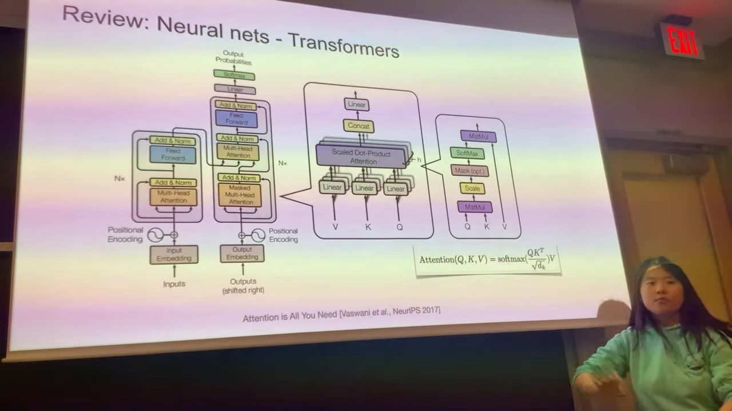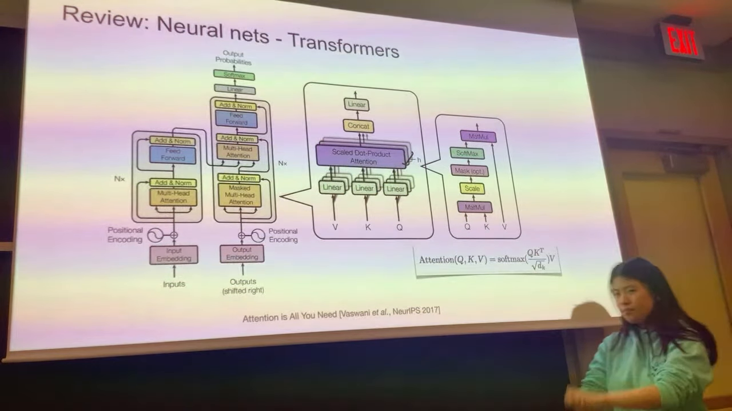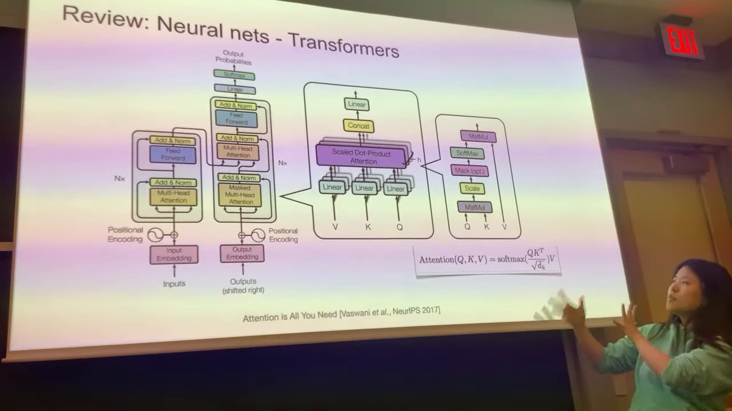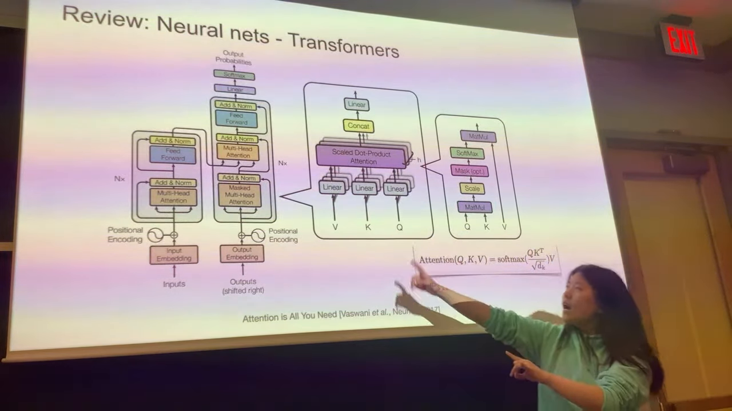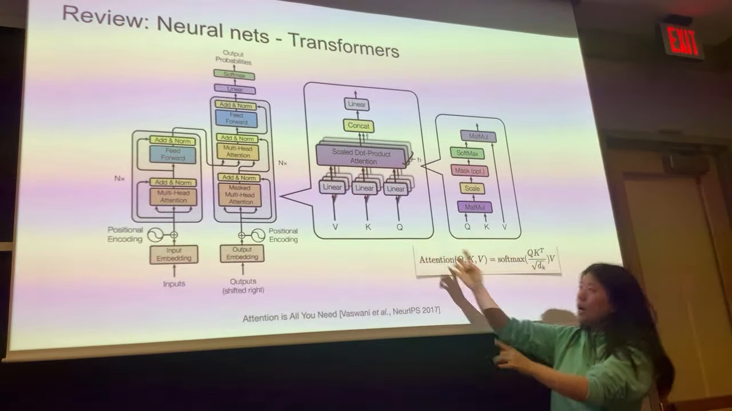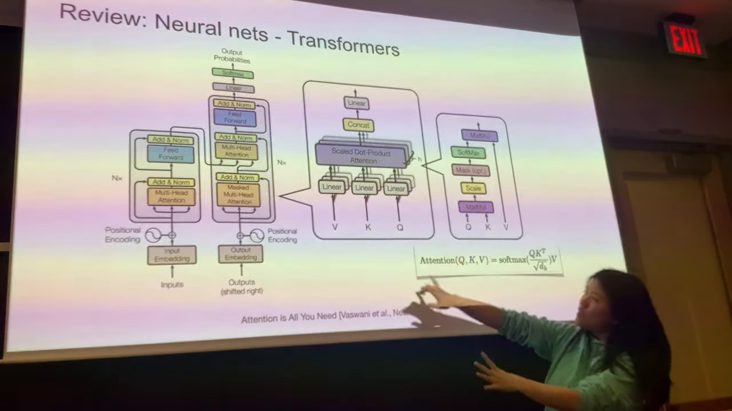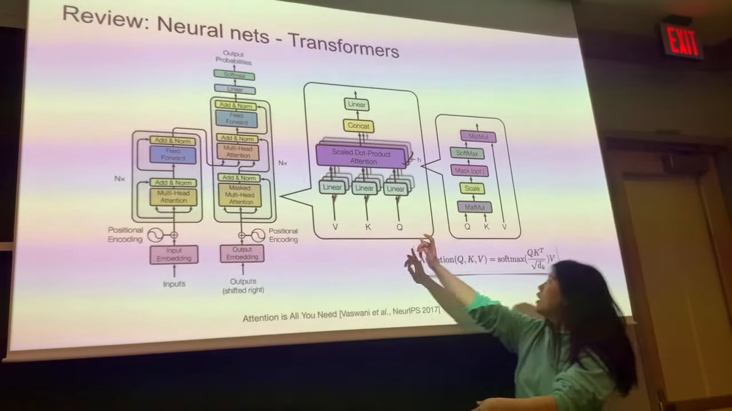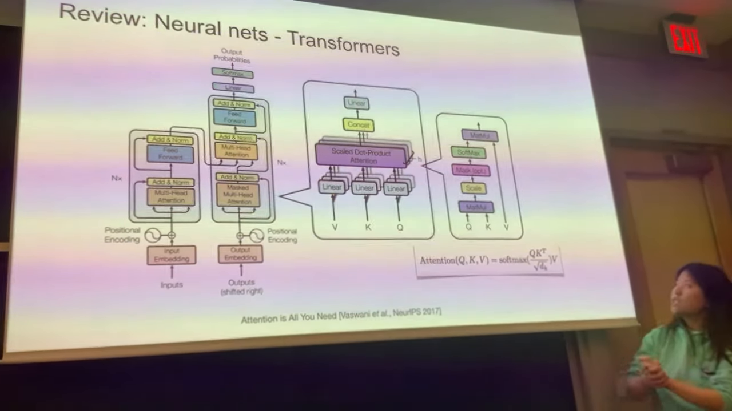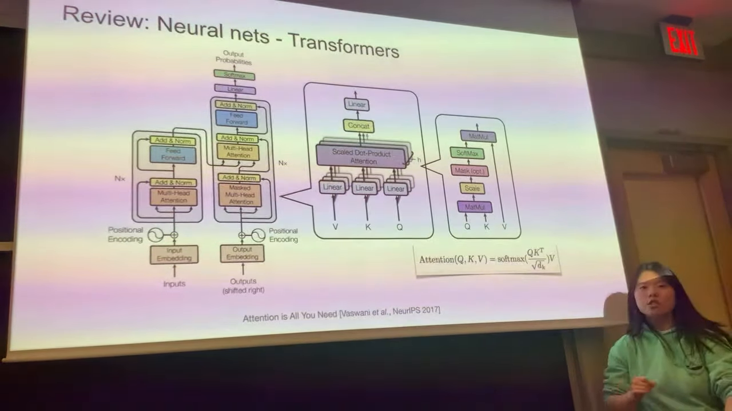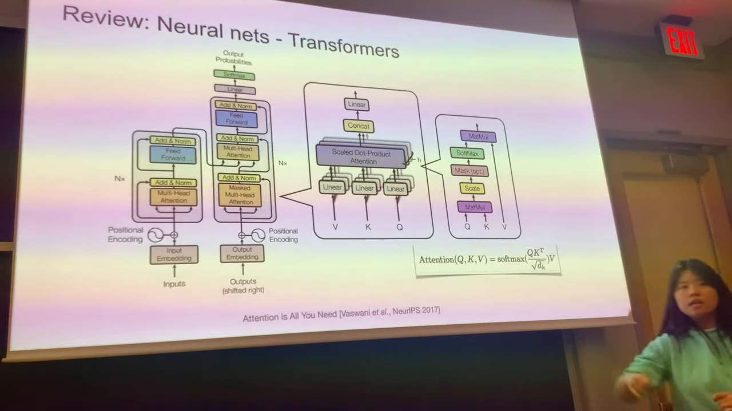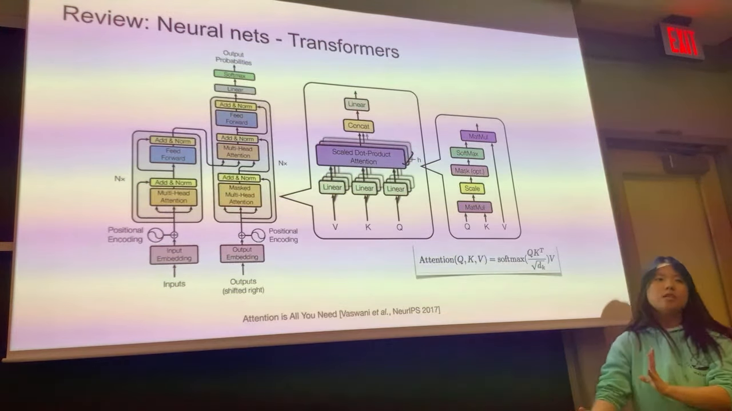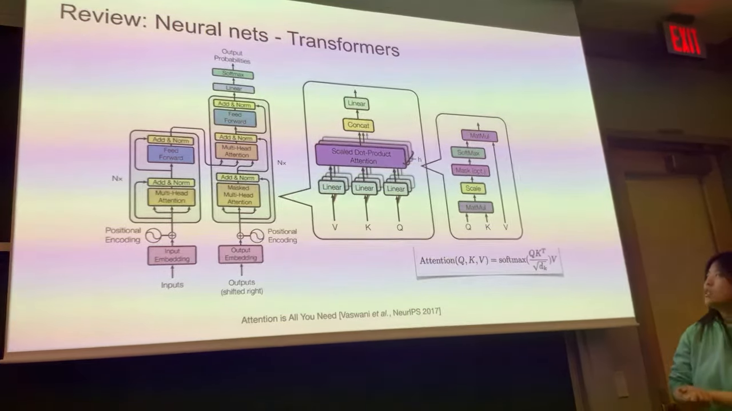This was discussed previously, but you have your different matrices. So this is a key, a value, and a query. And what your attention is trying to do is basically say, out of the sentence, which parts should I pay the most attention to? Which parts are the most important?